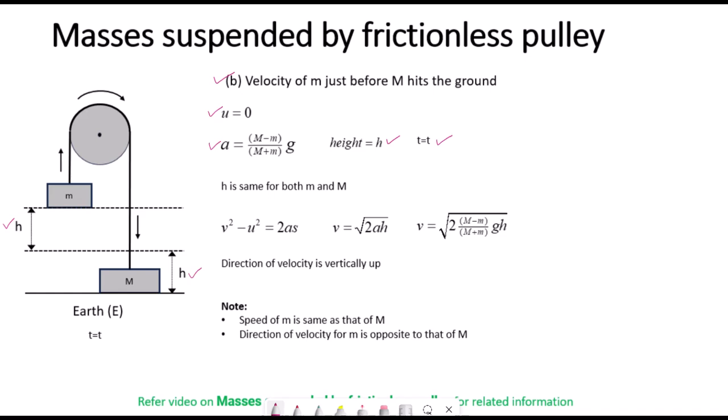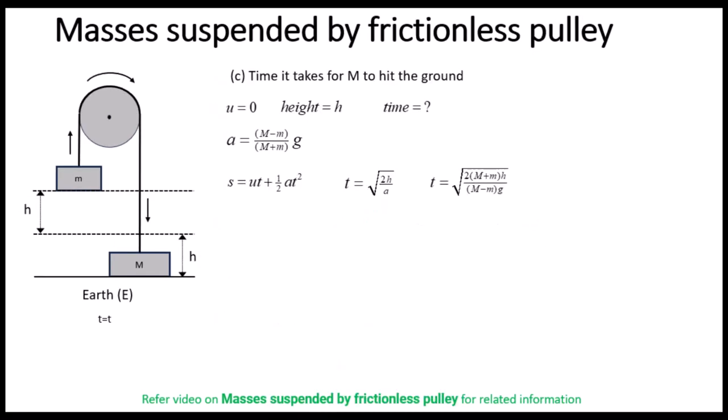And therefore, we use the same equation, v square minus u square equal to 2as, which gives v equal to square root of 2ah. And putting the value of a, we get this as the outcome. Now, in terms of the magnitude of the velocity, the direction of the two velocities is different. So magnitude of the velocity is the same, but the direction of the two velocities is opposite. Let's focus now on part C.